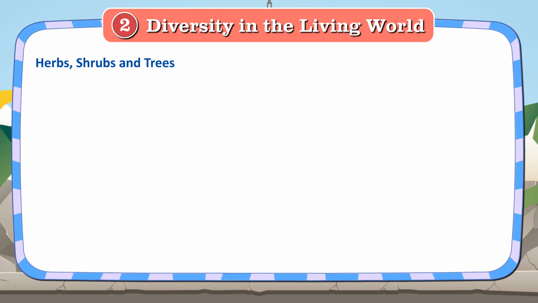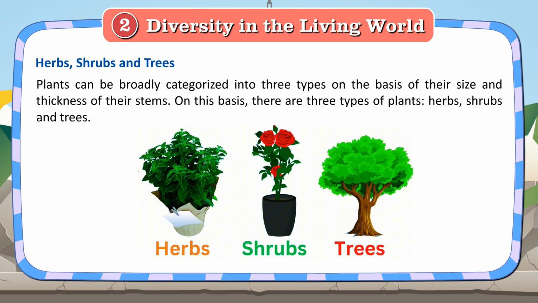Herbs, shrubs and trees. Plants can be broadly categorized into three types on the basis of their size and the thickness of their stems. On this basis, there are three types of plants: herbs, shrubs and trees.